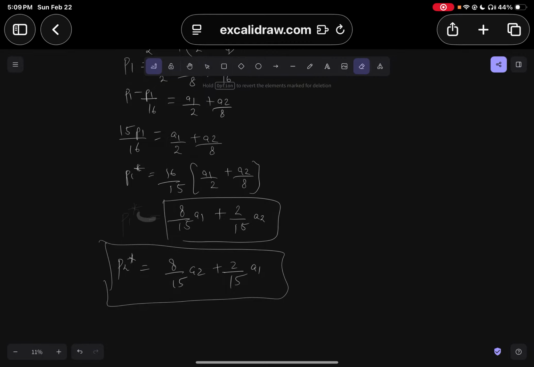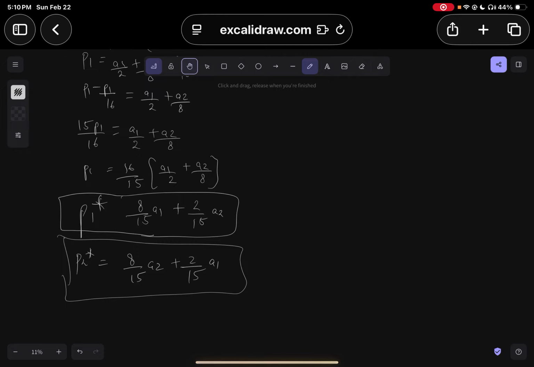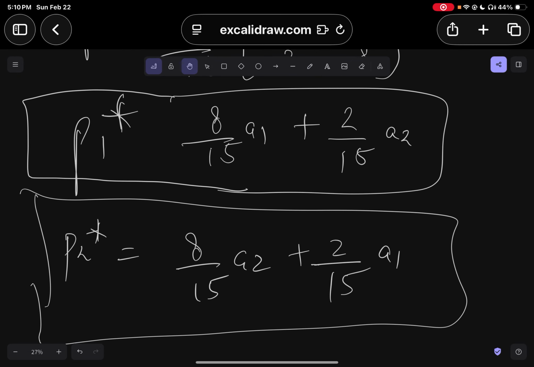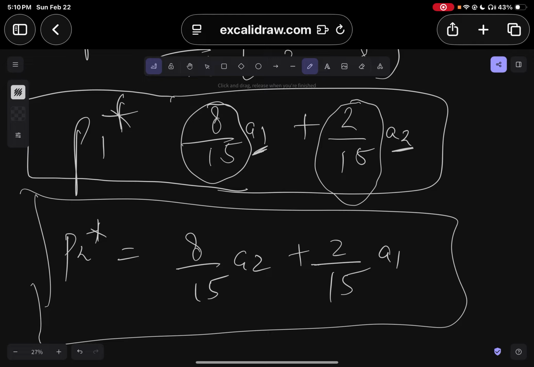So looking at P1 star, if firm 1 increases its attribute A1, it will increase its price by the larger coefficient 8 by 15. But even if its competitor increases its attribute, it will still be able to increase its price by 2 by 15. It's not much, but it will be able to. The final equilibrium also shows that an increase in the attribute of the competitor allows the firm to increase its own price by a coefficient of 2 by 15.